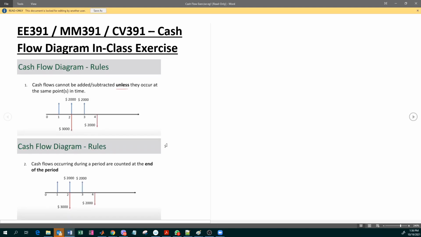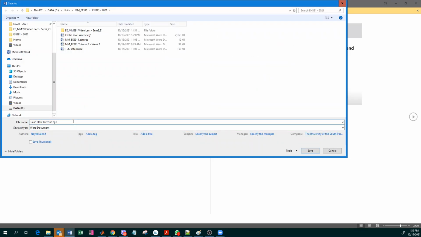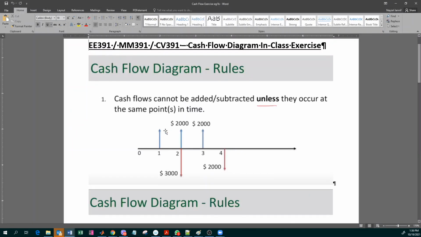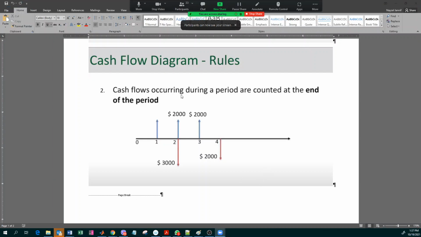Okay, now let's look at the second one. All right, let's look at point number 2 now. In point number 2, you have cash flow occurring during a period are counted at the end of the period. That's the second rule. All right. Okay, so let's say if you incur an expense, let's say this is year 1, year 2, year 3. Guys, can you see my screen?